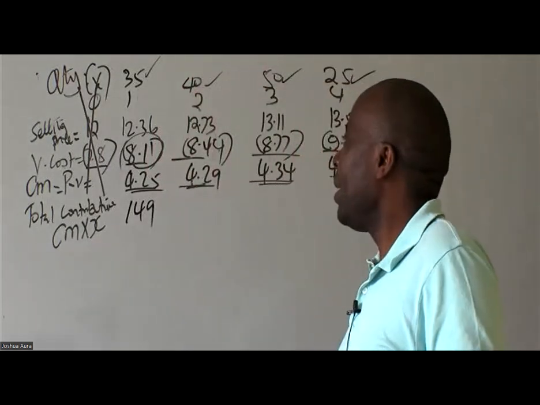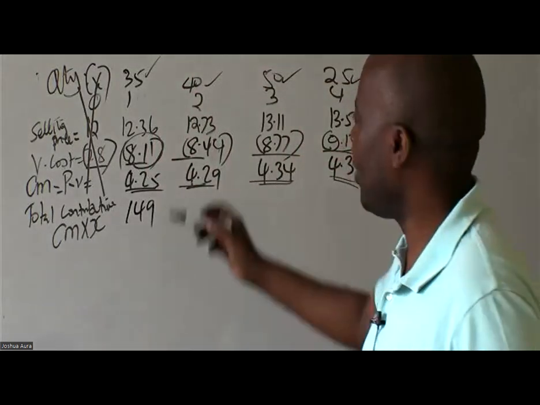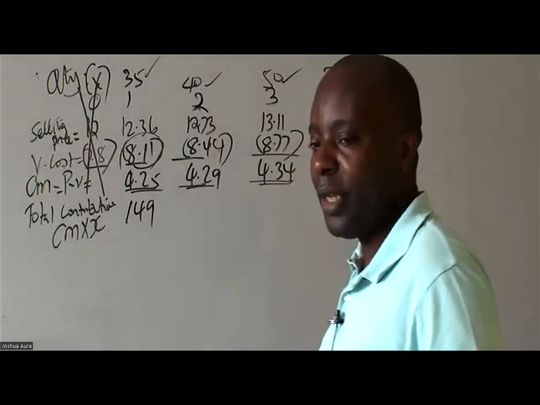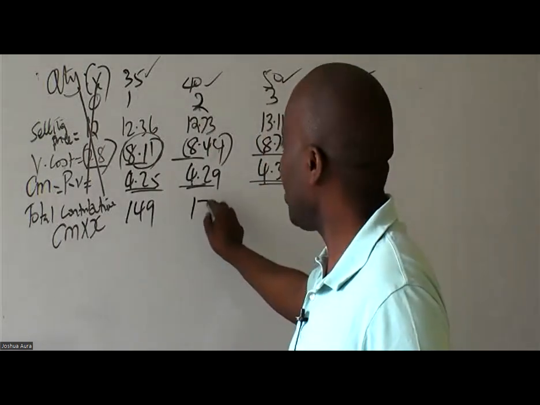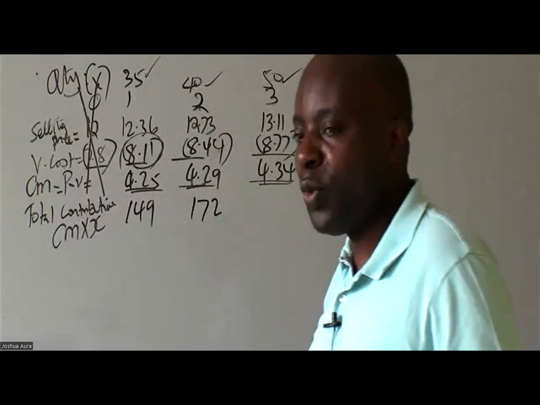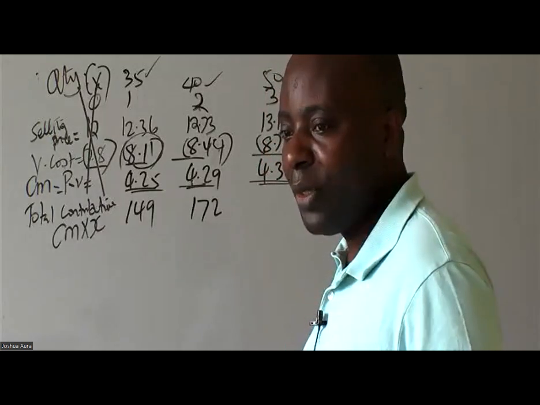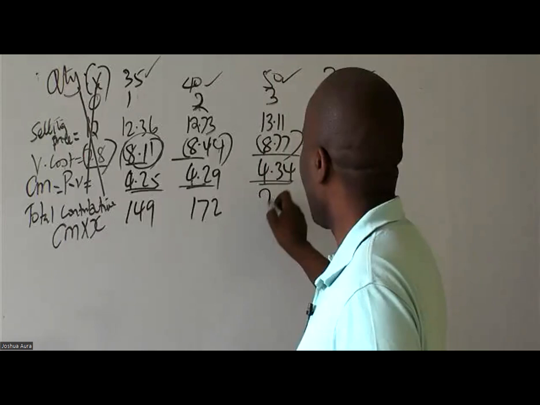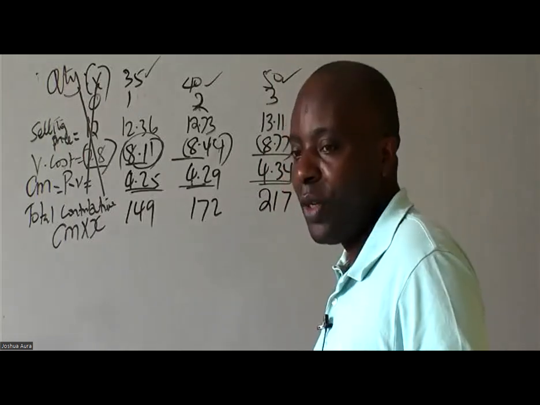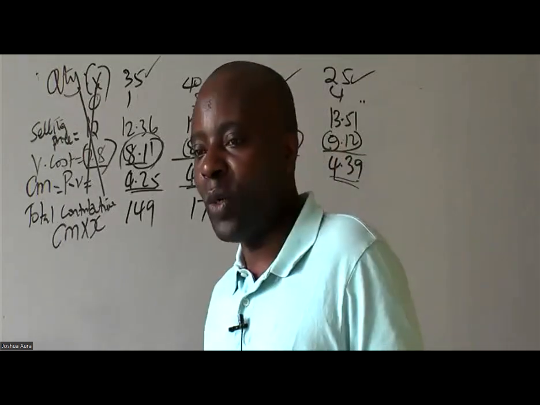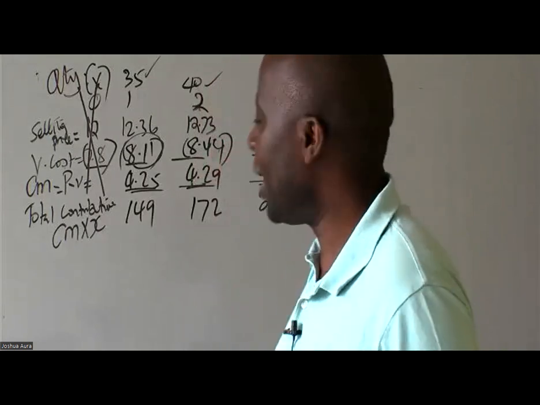And then we have year number 2. It's year 2. Year 2 is 172. Then year number 3, what do we have here? Somebody, year number 3. Year number 3 is 217. And then we have the last one, which is 110.